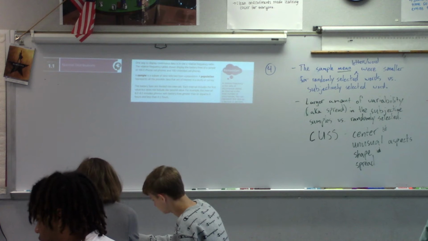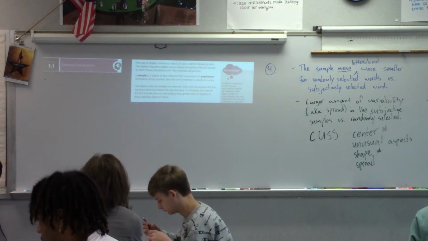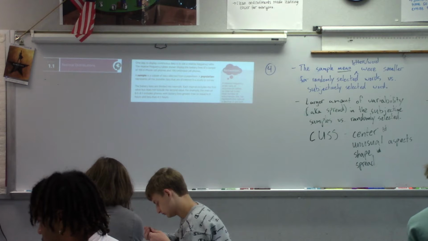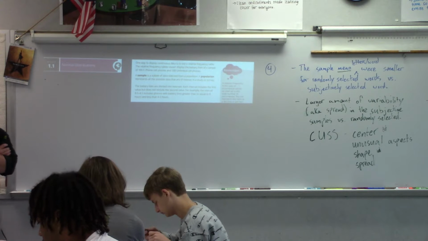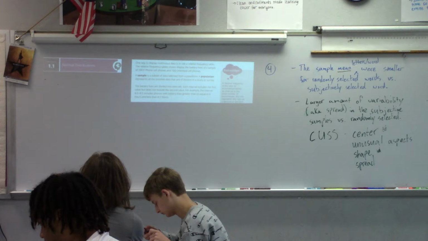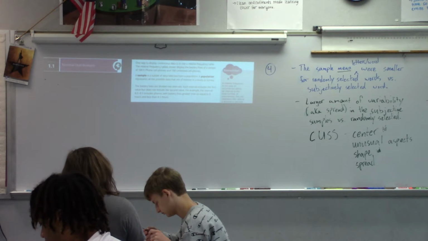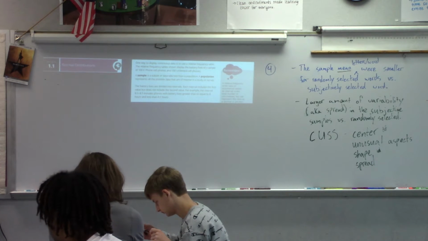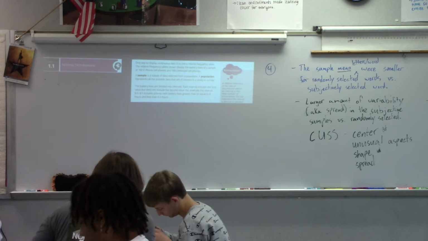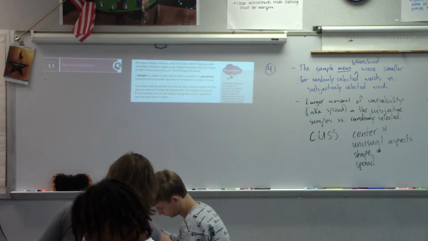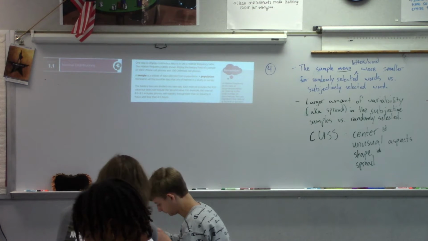So a sample is a subset of data selected from a population. A population represents all the possible data that are of interest in a study or survey. For example, with the golfer study you just did, what was the sample that you got? What was the subset, the smaller piece of data? The 6 golfers, right? The 6 golfers were your sample, that was a smaller piece.